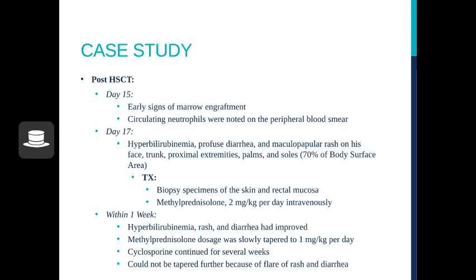The host marrow and immune system are suppressed due to the conditioning regimen used for the transplant, in this case chemotherapy and TBI. Special support in these cases should include antibiotics and isolation from microbes by placing patients in laminar flow rooms. Biopsy specimens of the skin and rectal mucosa were obtained.